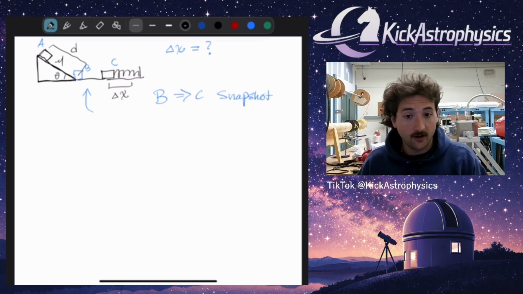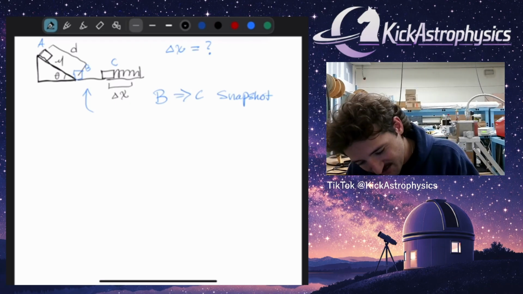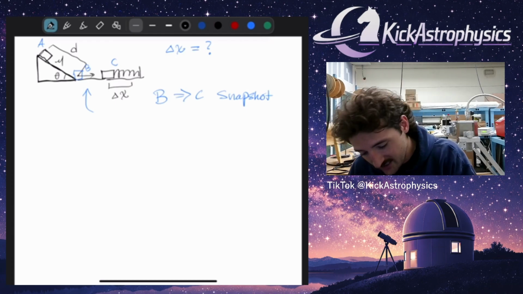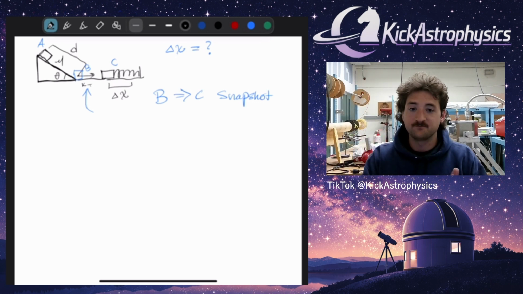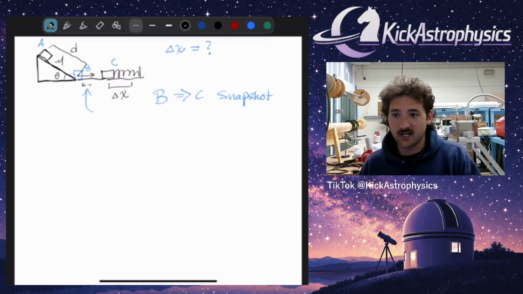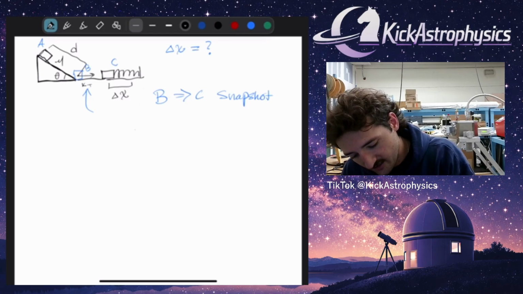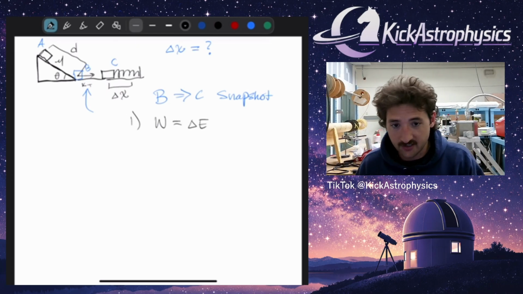So here, are we going to use work energy theory? Well, yes, we are. We have some source of potential and some source of kinetic energy. We know that the block is going to be moving at some speed here. It's going to have this translational kinetic energy when it's moving from the bottom of the slope to the spring. And it's going to have some elastic potential energy when the spring is compressed. So yes, we are going to use work is equal to delta E. Again, every problem we're writing work is equal to delta E.